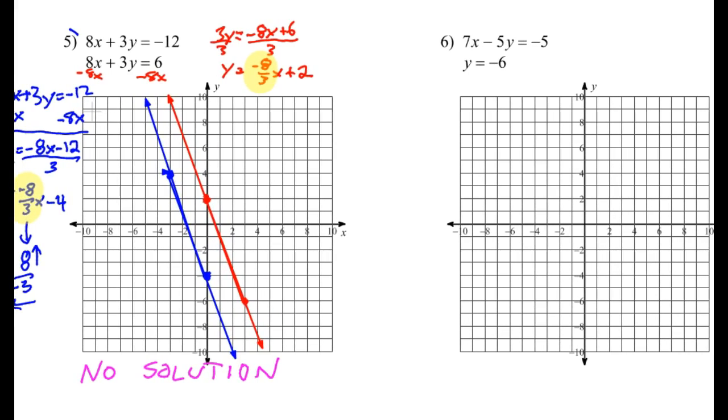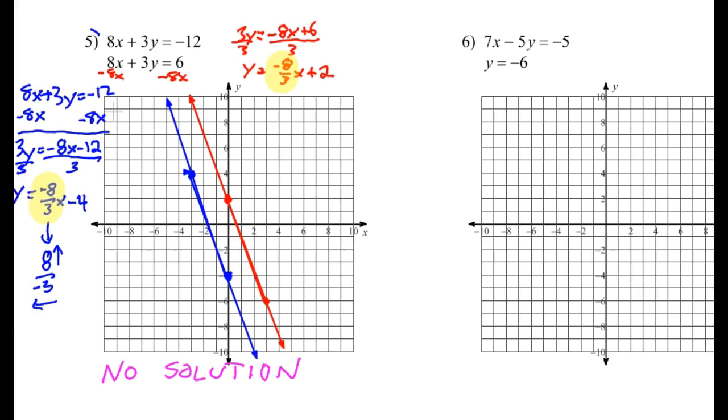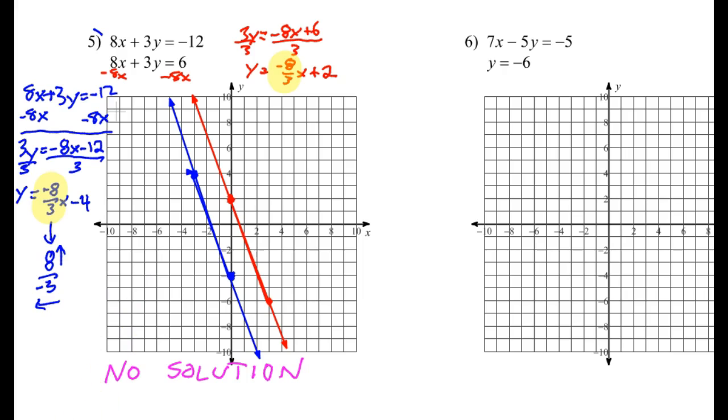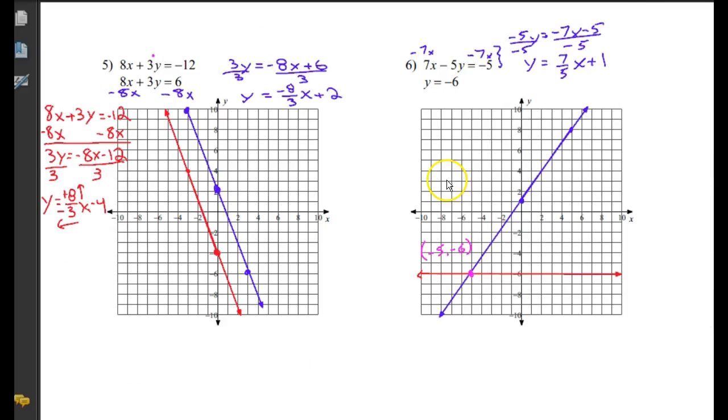Go ahead and work on 6, 7, and 8. Finish those up, then I'll come around and check on them. Once you're done, I'll give you your homework. Please check the remaining ones here. Number 6, you should have -5, -6. So watch the dividing by -5. The negative over negative becomes positive, and -5 divided by -5 is +1.